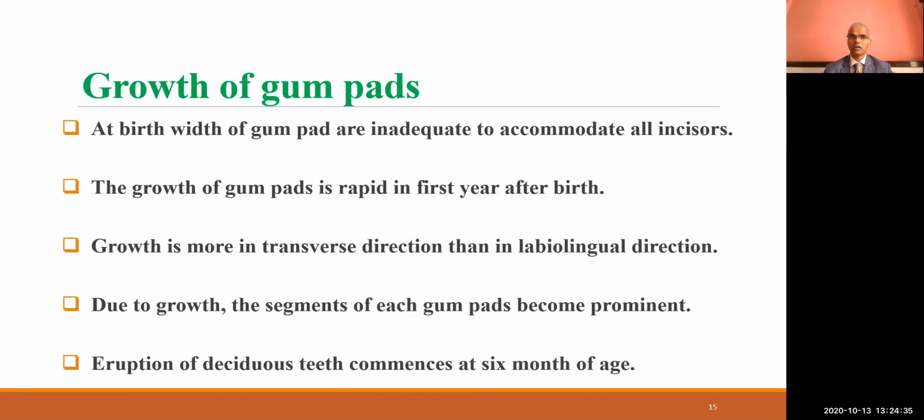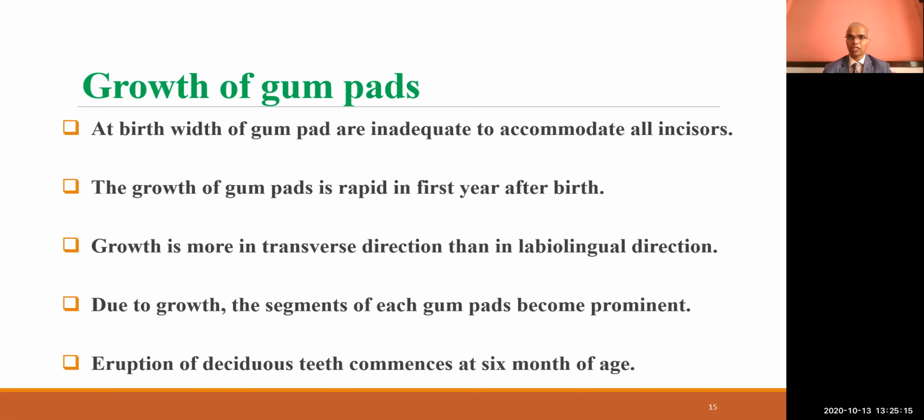Growth of gum pads. At birth, the width of the gum pads is inadequate to accommodate all the incisors. So the growth of the gum pads is rapid in the first year after birth, when development of the gum pad, deciduous dentition, and eruption of the deciduous teeth occur. Growth is more in the transverse direction than in the labiolingual direction. And due to growth, the segments of each gum pad become prominent.